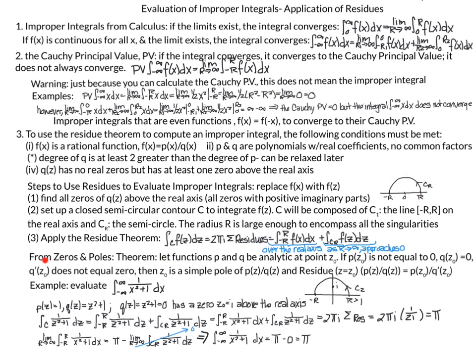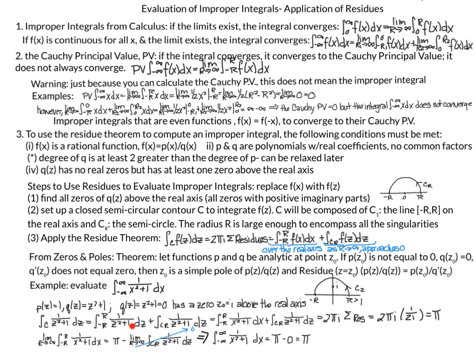Then I have this theorem, and this is from our chapter on zeros and poles. Let functions p and q be analytic at a point z naught. If p of z naught is not equal to 0 and q of z naught is equal to 0, but q prime of z naught does not equal 0, then z naught is a simple pole, and we have this formula for the residue at z equals z naught of our quotient p of z over q of z: the residue is equal to p of z naught divided by q prime of z naught.